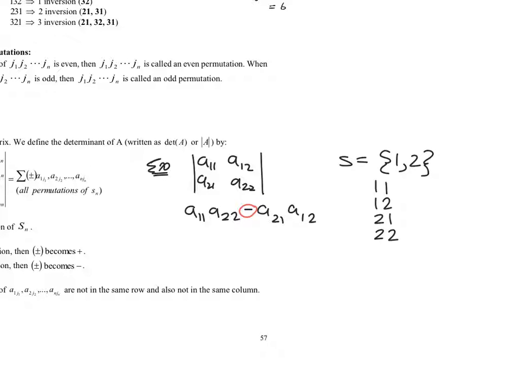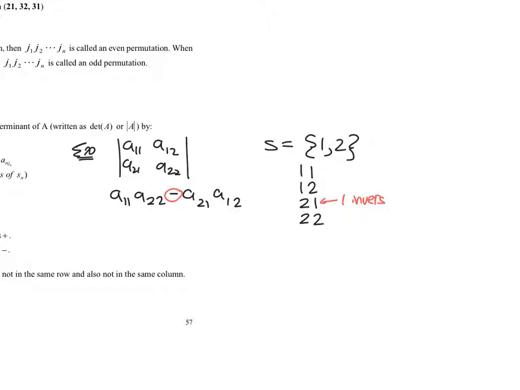So if we just focus on the ones that are not the repeated values, because those end up being irrelevant, we have 1 and 2 in the same order, so no inversion. 2 and 1 is the reverse order, but it only involves 1 inversion, right? So 1 inversion, no inversion.